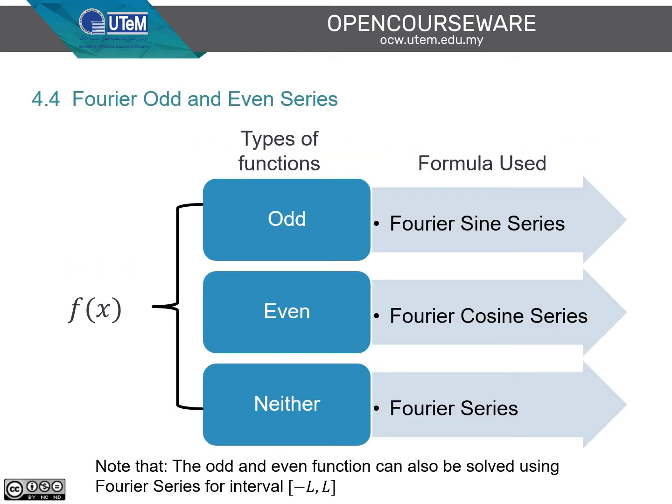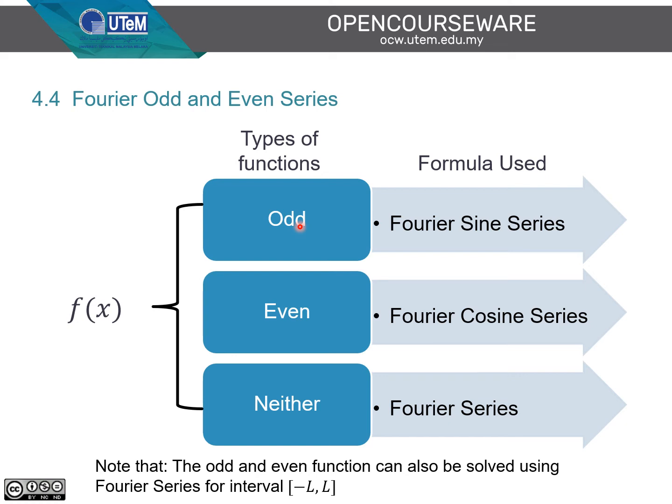Let's take a look at this table. Recall that functions can be divided into three types: odd function, even function, and neither even nor odd functions. We also note that sine function is an odd function, while cosine function is an even function. Therefore, by identifying the types of functions, we can select the appropriate formula to obtain the Fourier series.